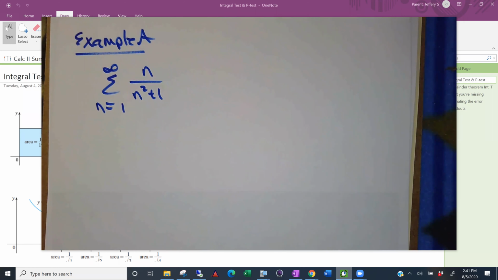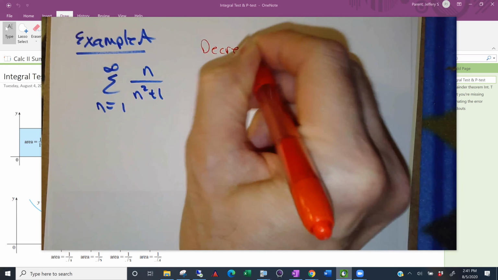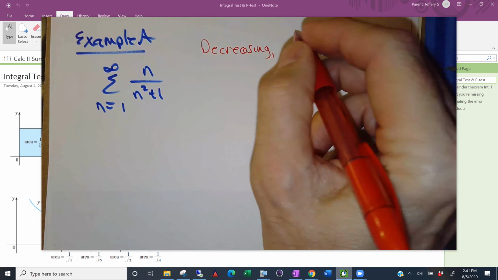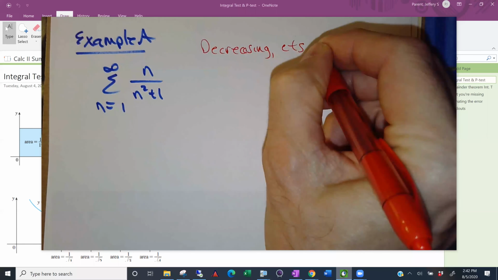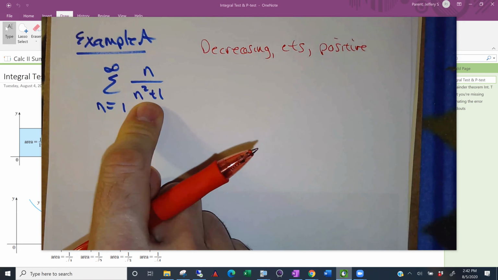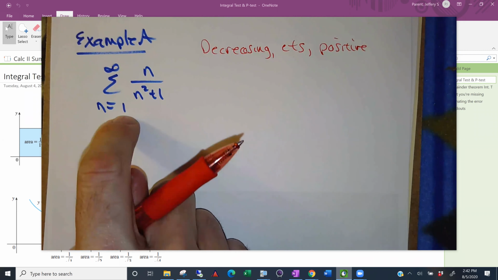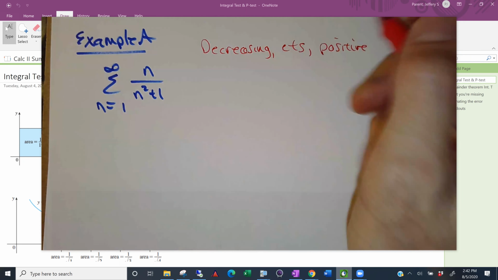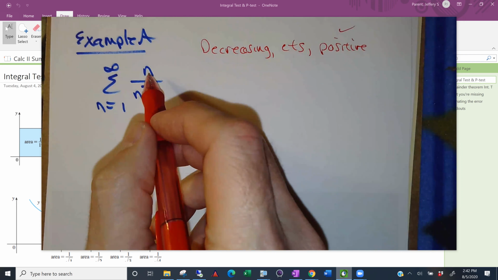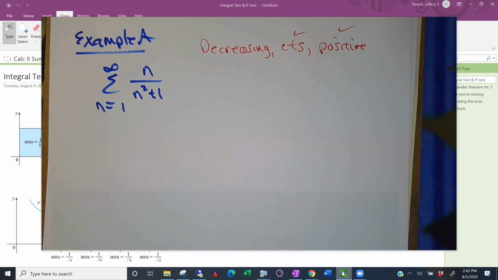Now, in order to use the integral test, there's three things that need to be true. It needs to be decreasing, it needs to be continuous, and it needs to be positive. Well, plugging in numbers in here is not going to give us anything except positive numbers for our summation 1 to infinity, so we're okay there. The function n over n squared plus 1 is continuous.